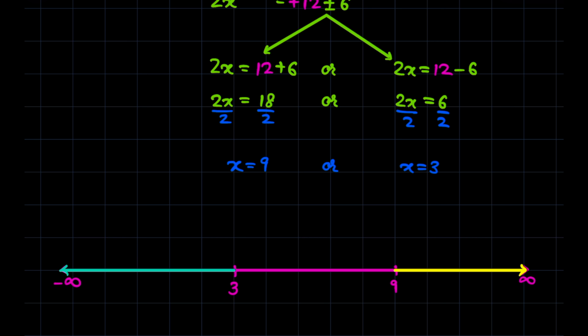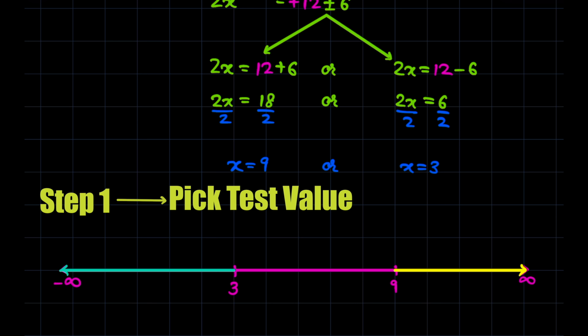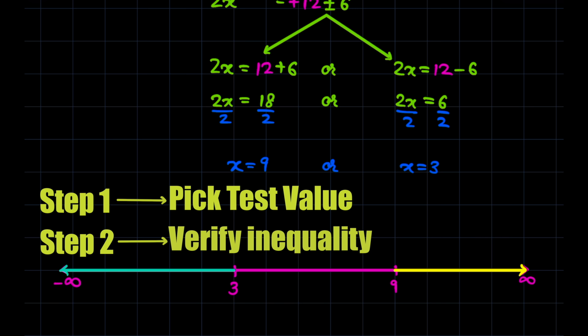Now you have to follow a two-step process for each interval. And what is that process? Step 1. Pick any random test value from the interval. Step 2. Verify the given inequality and state whether it is true or false.